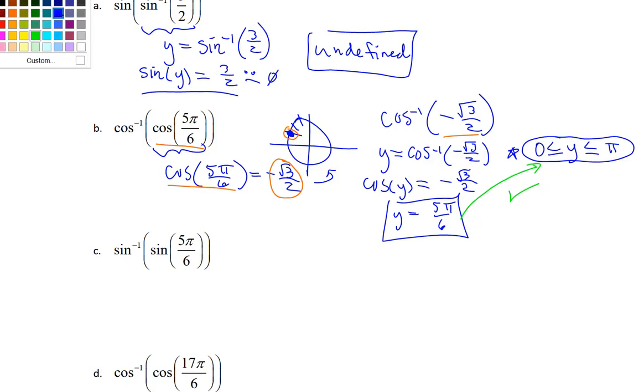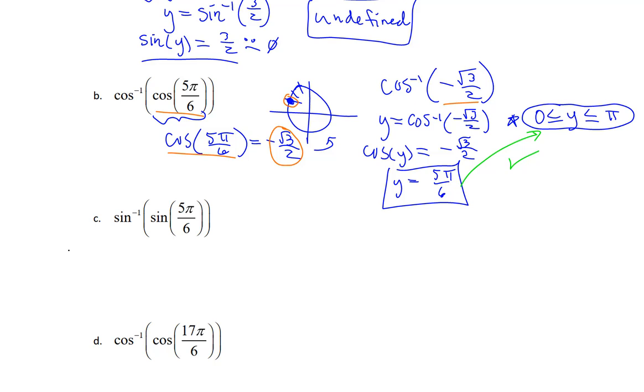The next one is given at the beginning as sine inverse of sine of 5 pi over 6. So again, we're going to start on the inside and work from the inside out. On the inside, we have sine of 5 pi over 6. We'll go to the unit circle and find 5 pi over 6. It's the third special place in quadrant 2, closest to the x-axis. And what's the sine value there? Well, it turns out it's 1/2.